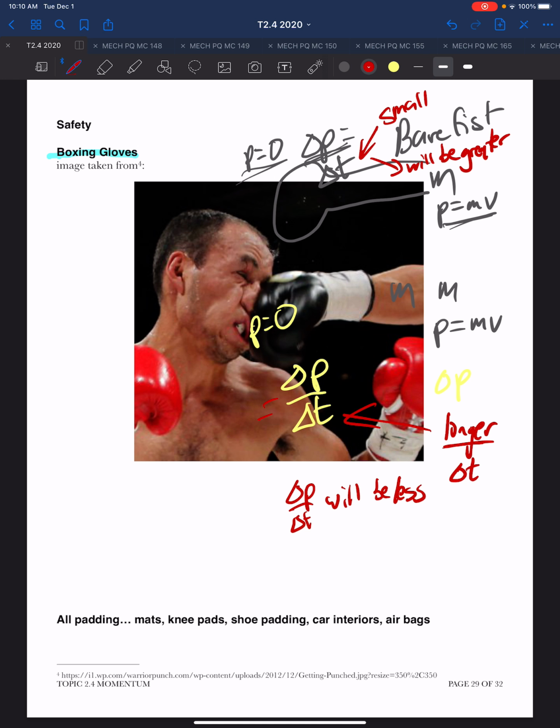And the definition of the rate of change of momentum is the net force. The net force is the definition of the rate of change of momentum. So the rates of change of momentum will be different. That means the forces will be different. The forces will be very different. In the case of the bare fist, the force will be greater. And with the glove, the force will be less.